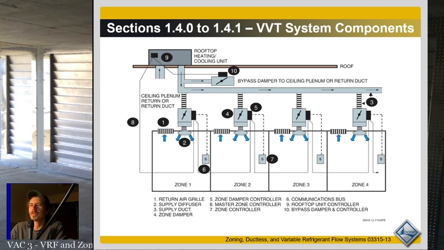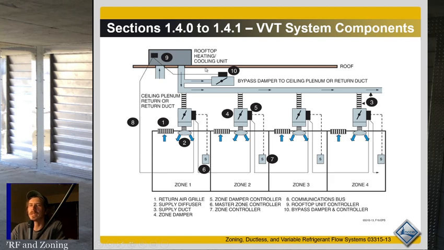Otherwise it's ducted, all returns like normal, right? So return air grill there, supply diffuser, supply ducts, right? Zone dampers, these right here, your individual zones, similar to your VAVs, right? Zone damper, master controller and master zone controller. The controls are basically manufacturer specific but set up very similar to a residential zoning system. Zone controllers, communication bus where they all communicate back to the master zone controller. Rooftop unit controller will be in the rooftop unit itself.